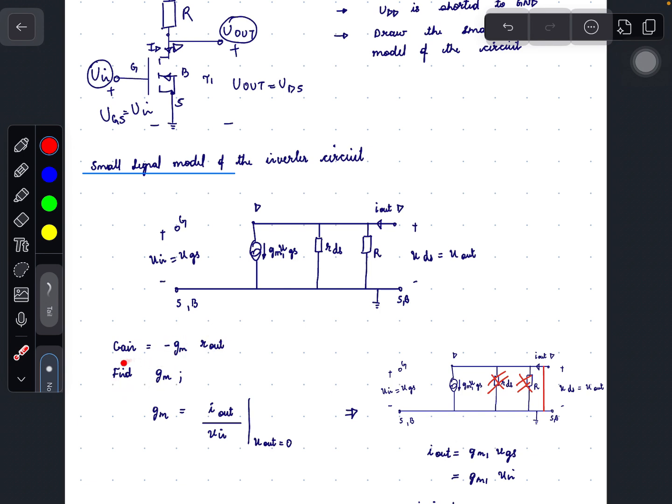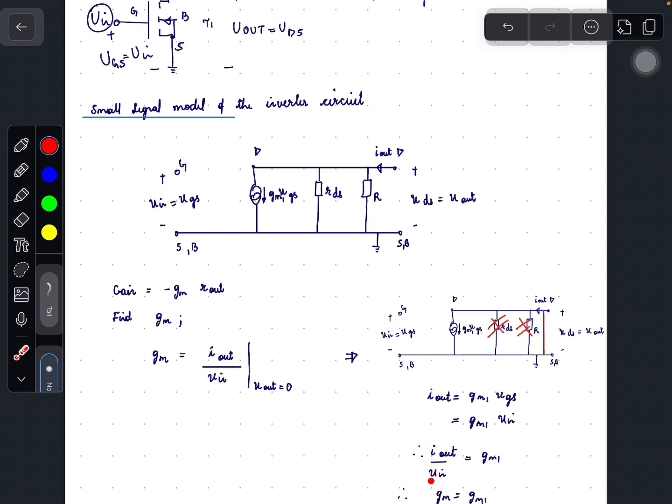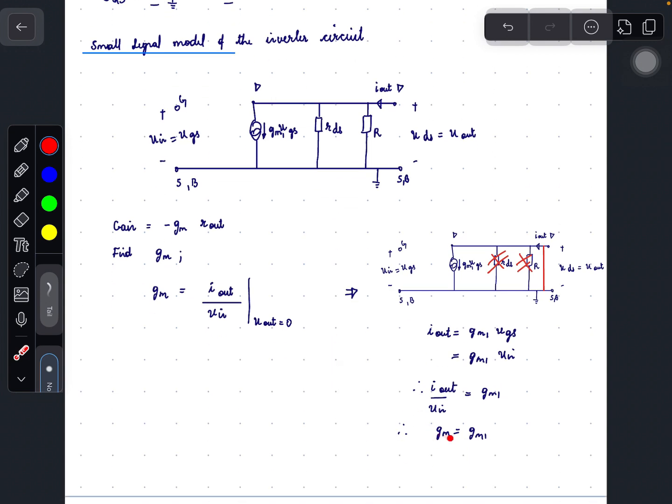GM, how to find GM? GM equals I out divided by U in, given U out equals 0. So when U out equals 0, we can short drain to source together. So when drain to source is shorted, I out will be equal to GM1 times UGS. So I out by U in equals GM1. Therefore GM equals GM1.